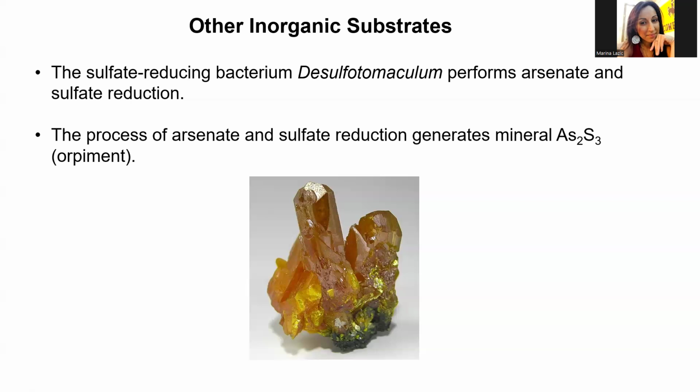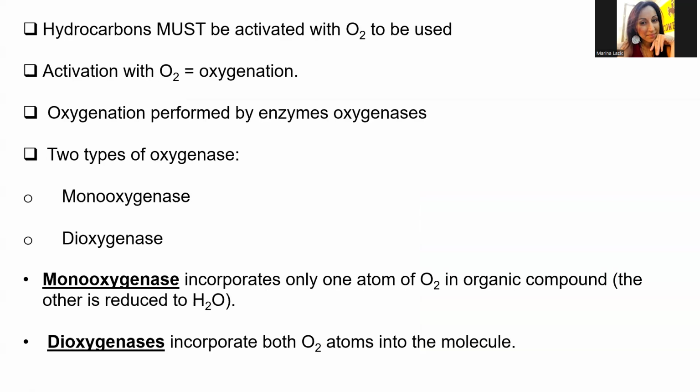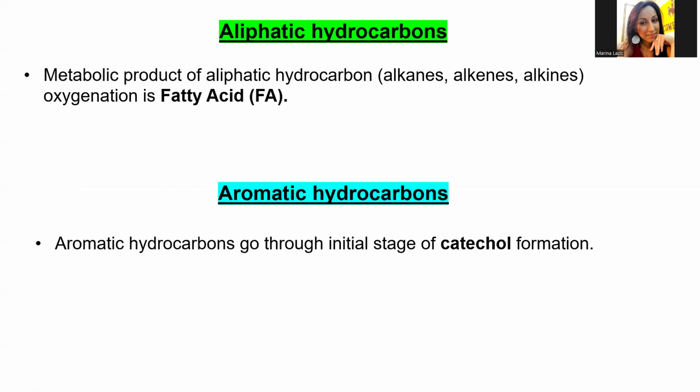In terms of hydrocarbons, one common feature is that they have to be activated with oxygen to be used as an energy source. And the enzymes that perform this activation are called oxygenases. It can be mono- or dioxygenases. Monooxygenases will incorporate only one oxygen and the other one they will reduce to water, while a dioxygenase will incorporate both oxygen atoms into the molecule. Again, famous dioxygenases are in BTEX degradation. Methane degradation is done through monooxygenase.